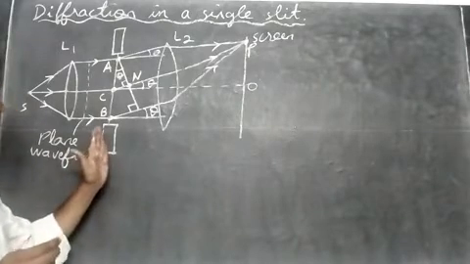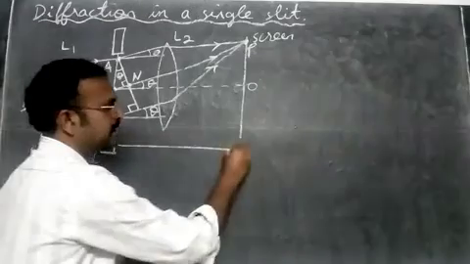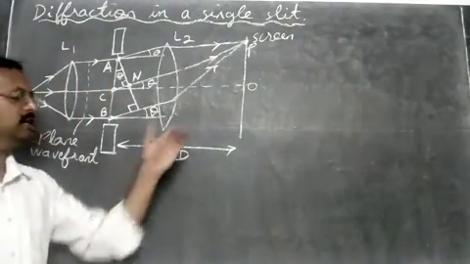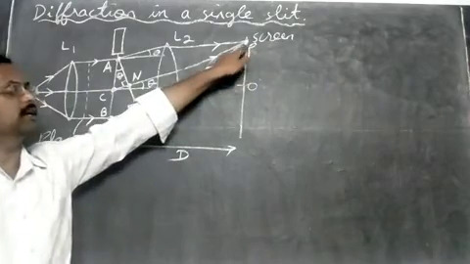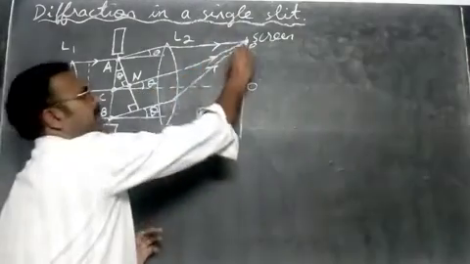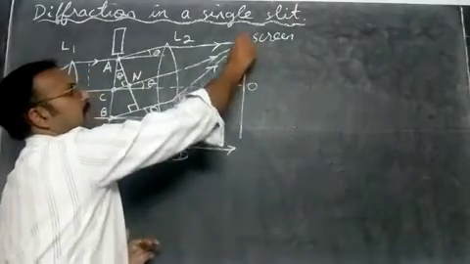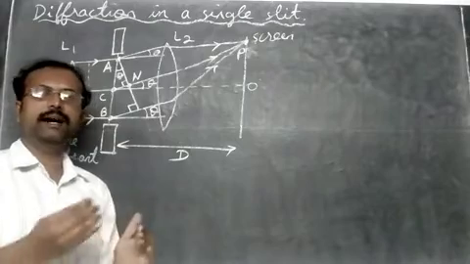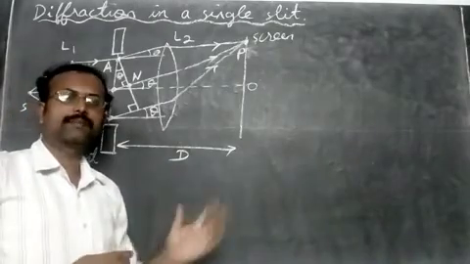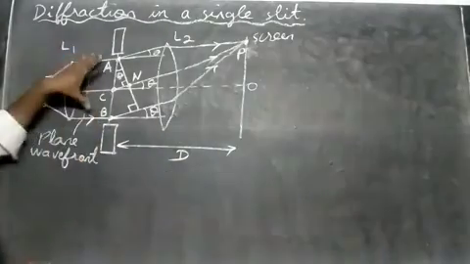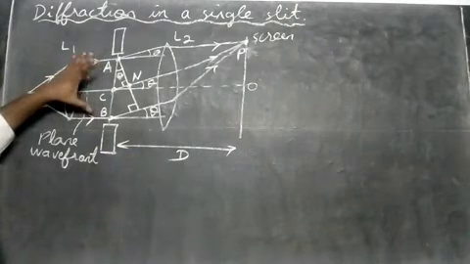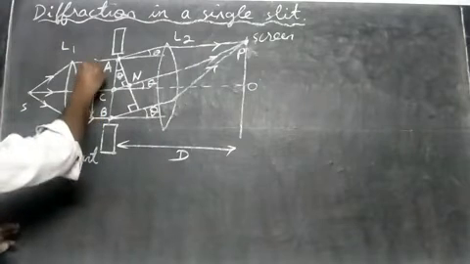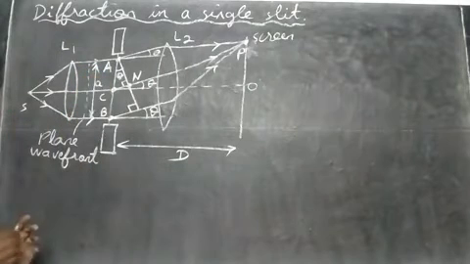The distance between the slit, this single slit, and the screen, you mark as capital D. Now our aim is that this point P must be either bright or dark. Brightness happens during constructive interference and darkness happens during destructive interference. Let's see this now. This is a slit here. The slit has a width. The width of the slit we write as small a.